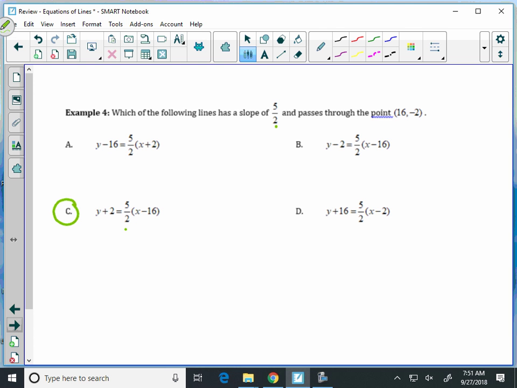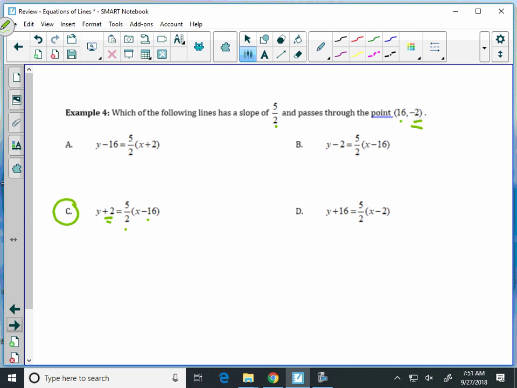We got that. The y value goes with the y. So our y value is negative 2, but when we plugged it in, it turned positive. That's correct. Our x value goes with the x, and it was positive, so when we plugged it in, it turned negative. All the other ones have the slope in the right spot, but the signs aren't necessarily the same, or they flip-flop the x and the y. So our correct answer would be C.